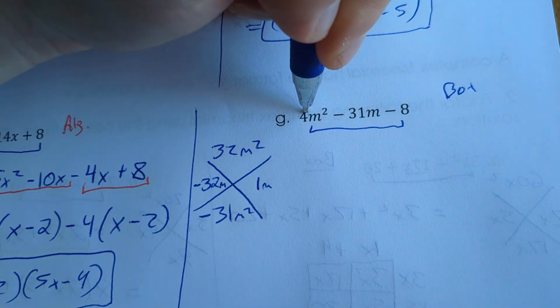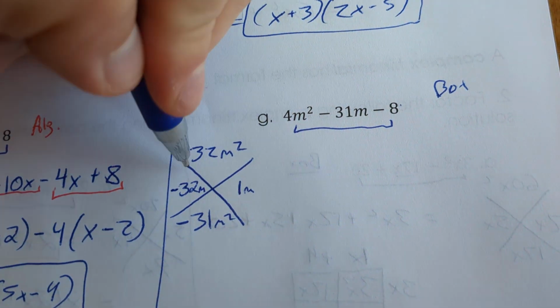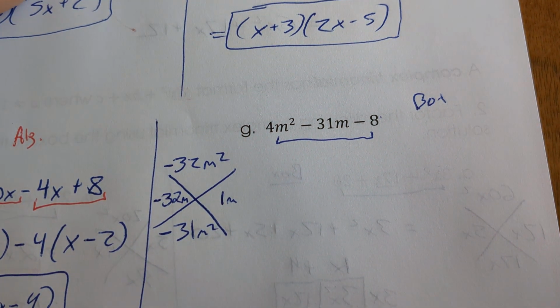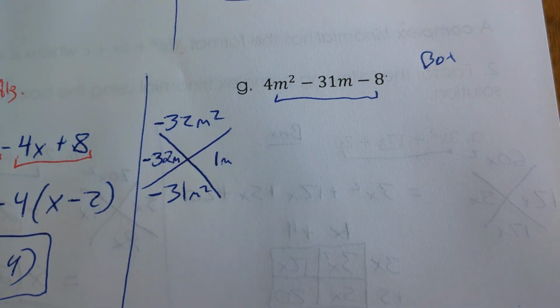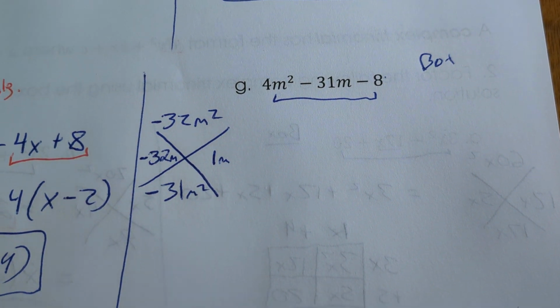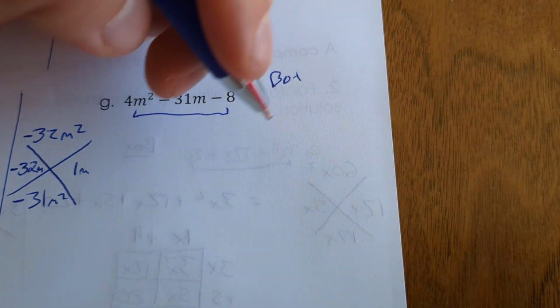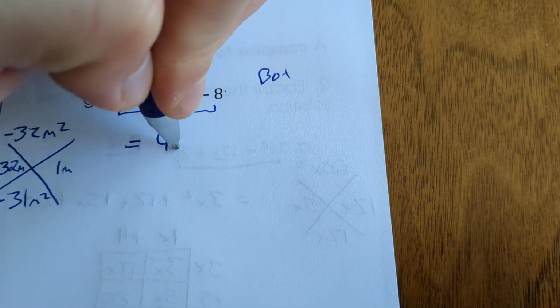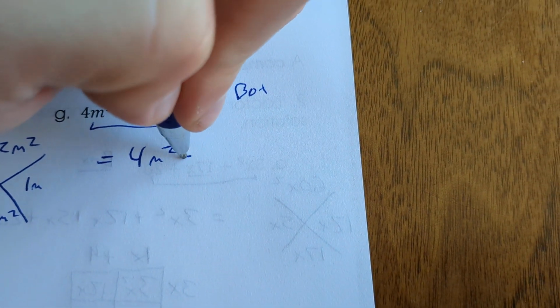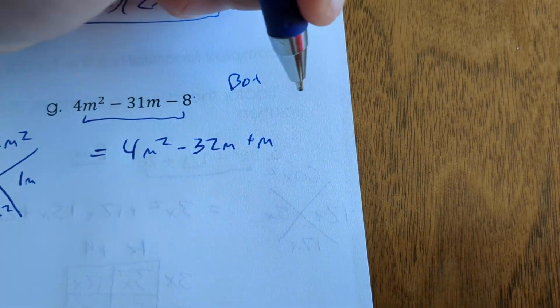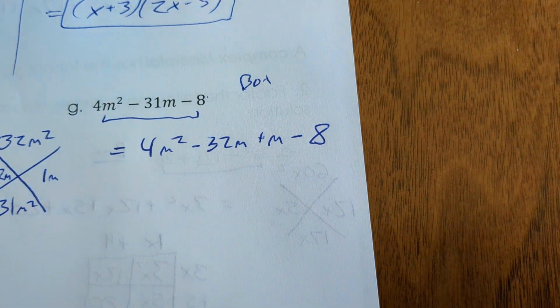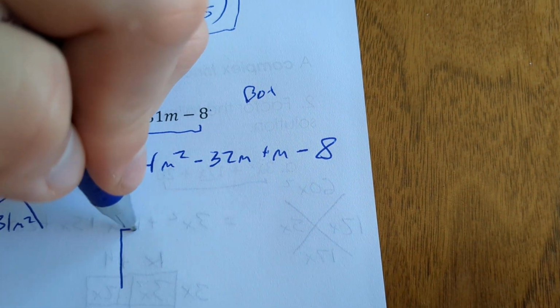at the beginning here, when we did 4 times negative 8, this should have been negative 32. And now this makes more sense, right? We multiply negative 32 and 1, and we get negative 32. Okay? So, rewriting the equation, 4m squared minus 32m plus m minus 8. Okay, put this in the box.